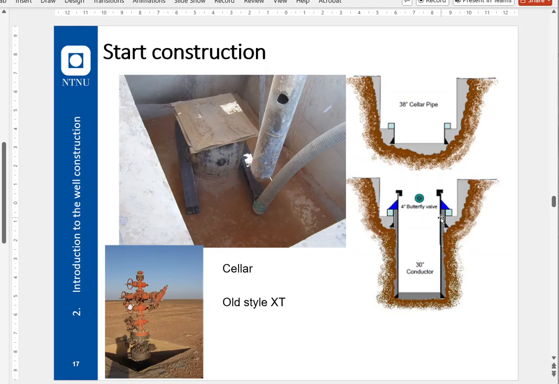The reason why you have a cellar like this is to take returns while you are drilling for the conductor, and sometimes also for the next section. So you have like a suction going down, taking out the mud returns. Once the well is finalized, we see an old style Christmas tree here, and typically it's just a Christmas tree coming up, and the wellhead part is sitting down in the cellar.